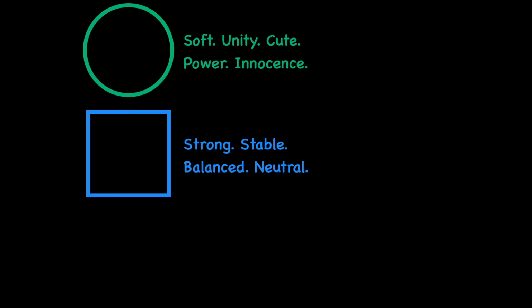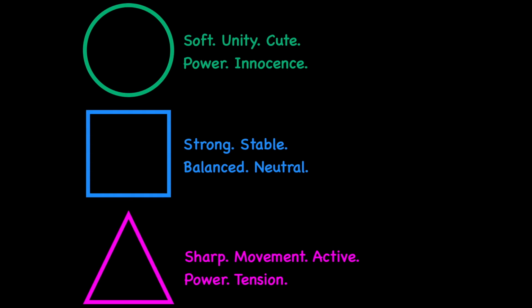Squares, the words associated with them are strong, stable, balanced, neutral. They create a sense of equality and conformity. Triangles, though, the words associated with them are sharp, movement, active, power again, and tension. Triangles can be stable or unstable. They have energy and power, and they suggest conflict or strength.